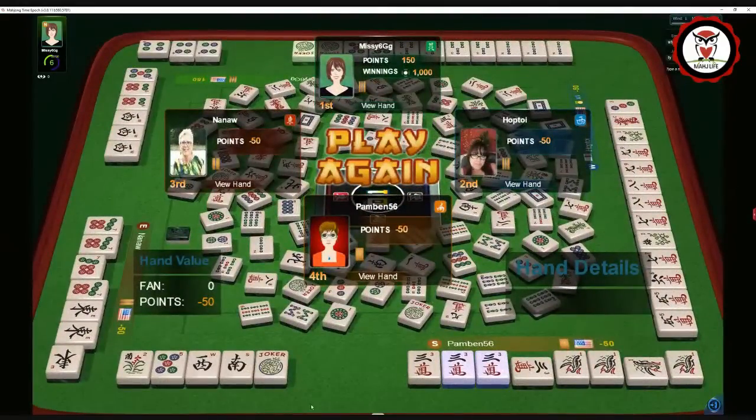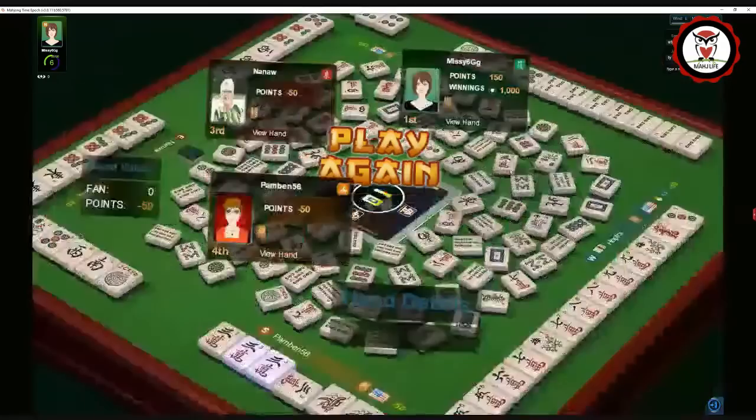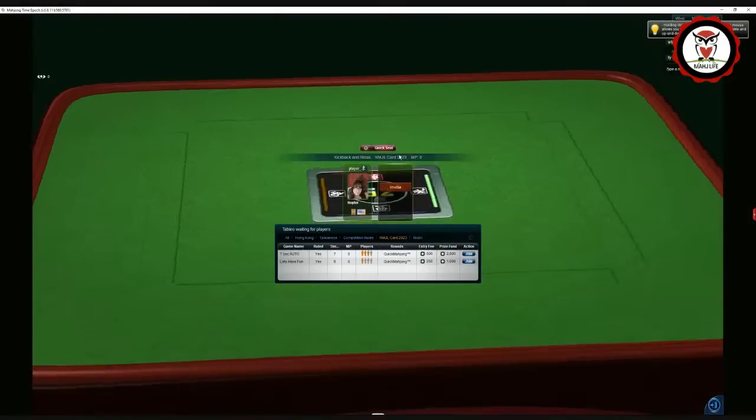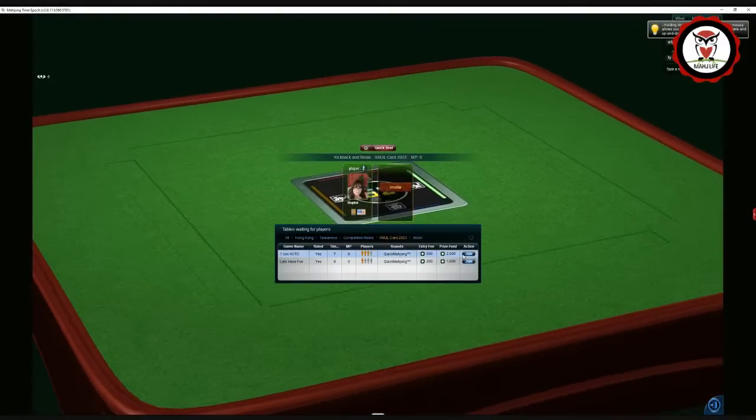Looks like this player switched to defense. Well, no, they needed 5 dots. Okay, let's play again. Hopefully we'll be able to jump to a table.